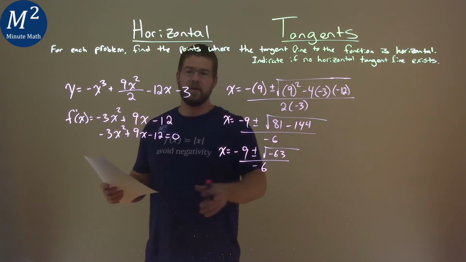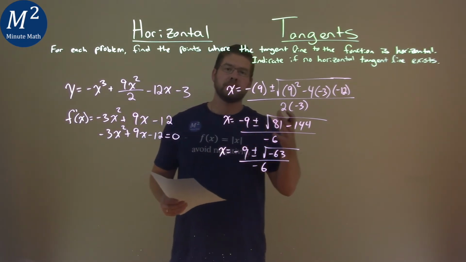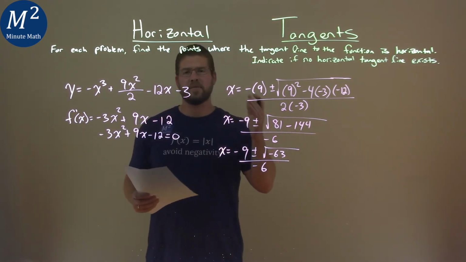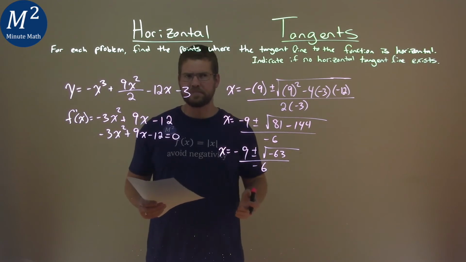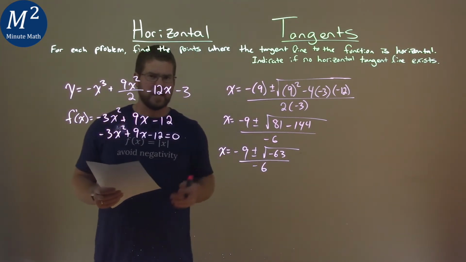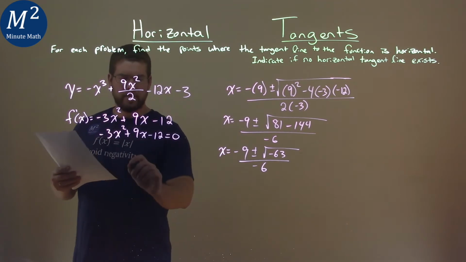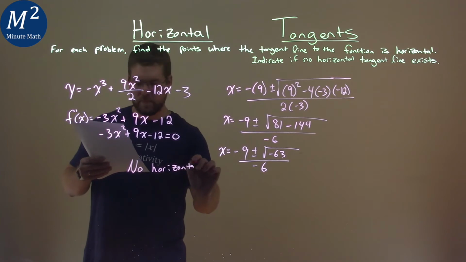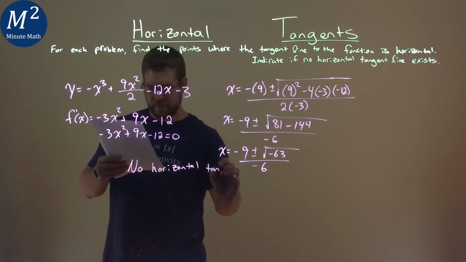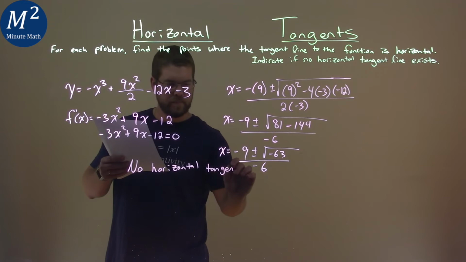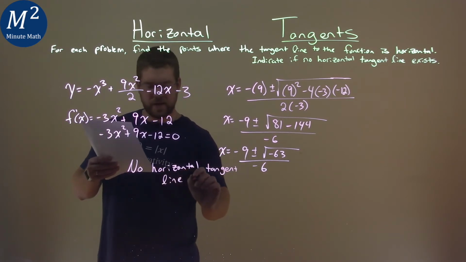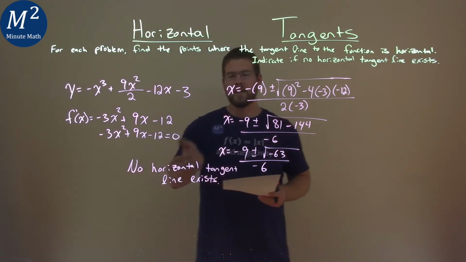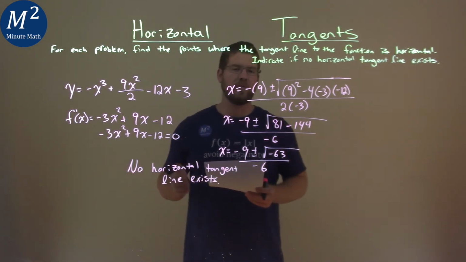Well, that tells us here that our derivative will never equal 0, meaning the slope of the tangent line will never equal 0, which means the tangent line is never horizontal. And so what we would say here is that no horizontal tangent line exists. And so no horizontal tangent line exists is our final answer.